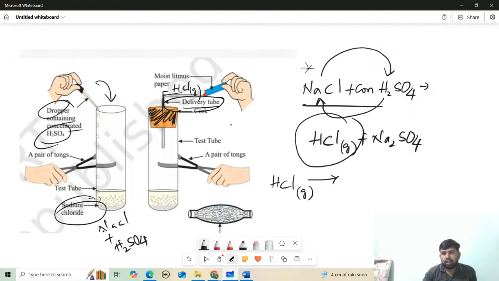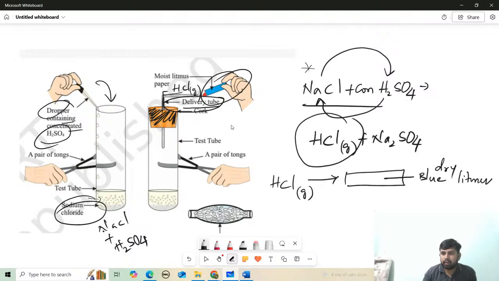First, what are they taking? They are taking the litmus paper. Which paper? Blue litmus paper. First condition, it is a dry blue litmus. This is to remember. Similarly, now the same HCl gas, again the same thing.